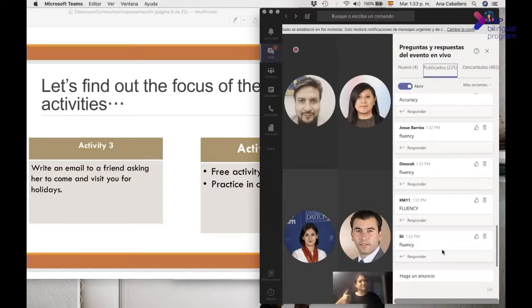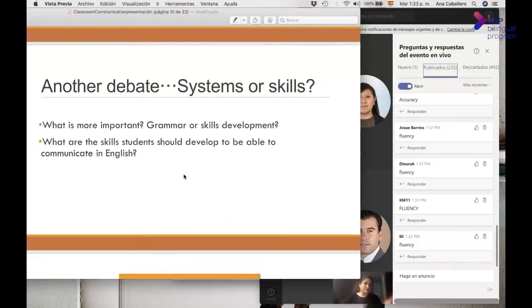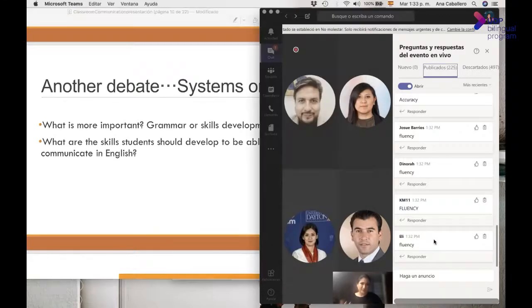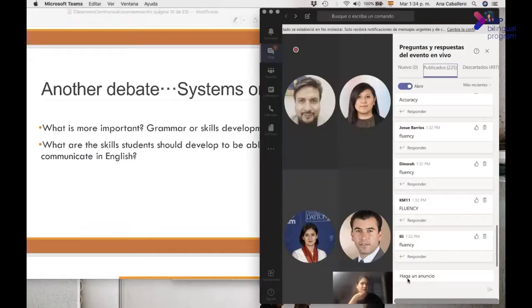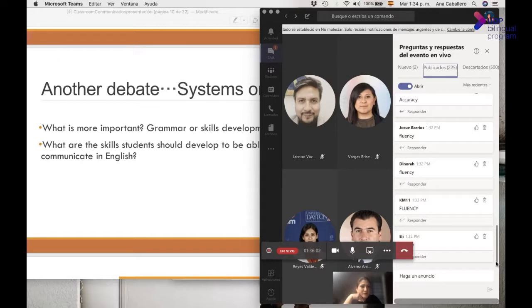Okay, now another big debate, and I'm going to go over this very quickly. What is more important, grammar or skills development? Well, grammar and skills, or systems and skills, are important. And what are the skills students should develop to be able to communicate in English? Well, I'm going to give you a hint. One of the skills learners need to learn is speaking. What are the other 3 skills learners need to learn?